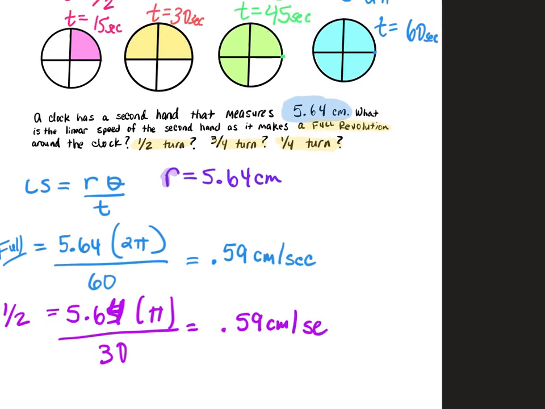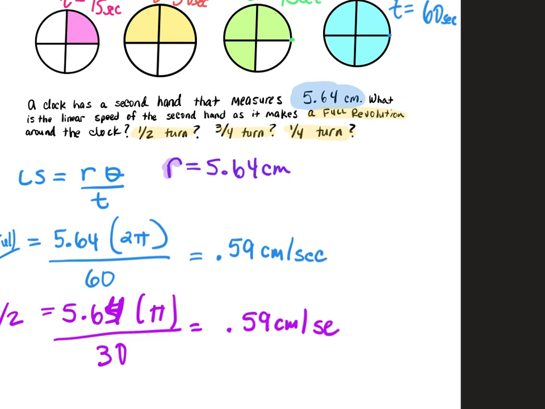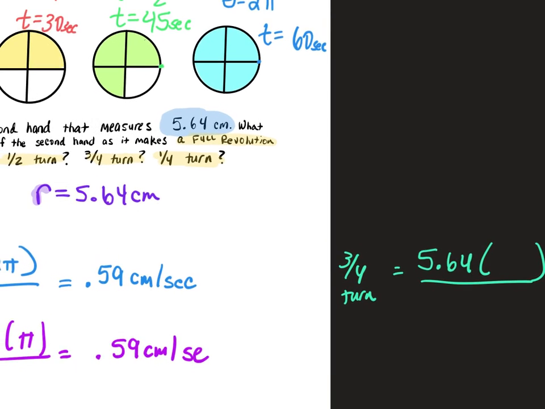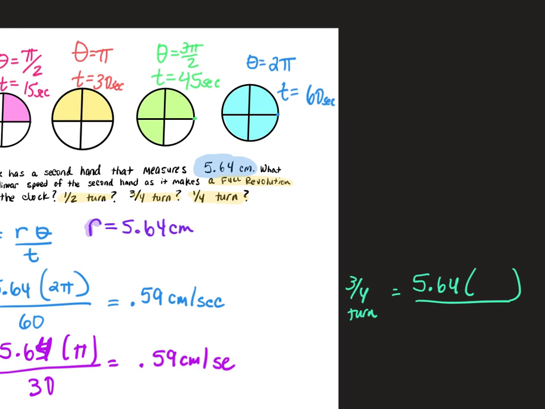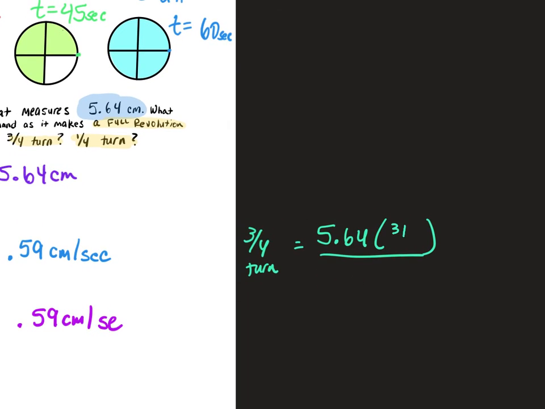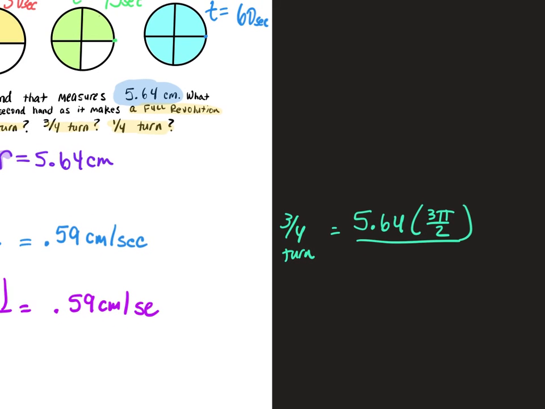So let's do a 3/4 turn, see what happens there. It's a 3/4 turn. So again, my radius is 5.64. What is my central angle? What is my theta for a 3/4 turn? 3 pi over 2. Good. And then what happens? How many seconds go by in a 3/4 turn? 45.